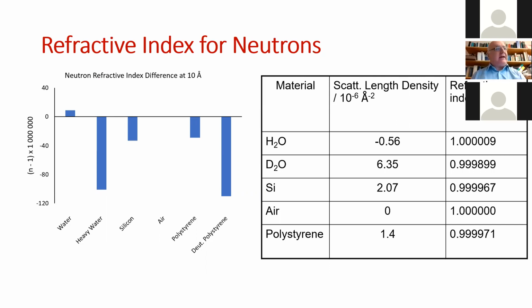So this gives you some idea, but we can calculate these properties for all sorts of materials. There are tables with scattering lengths, and so if you know a chemical composition, you can calculate a scattering length density and you can calculate refractive index. And this will allow you to make models of materials.